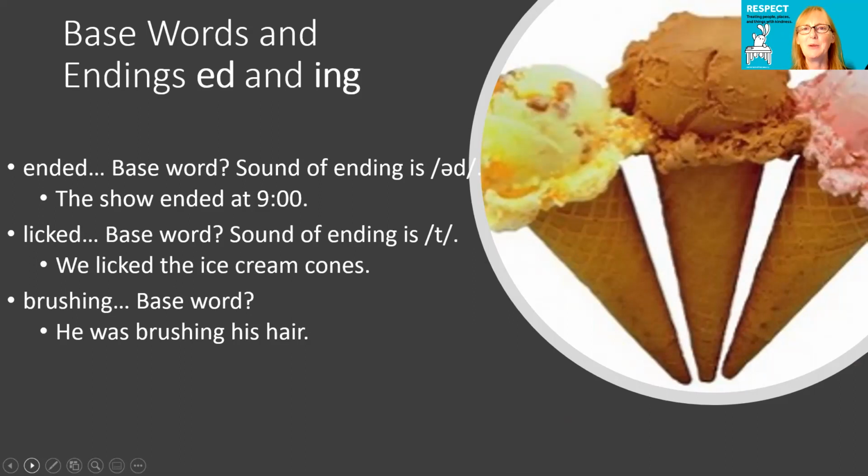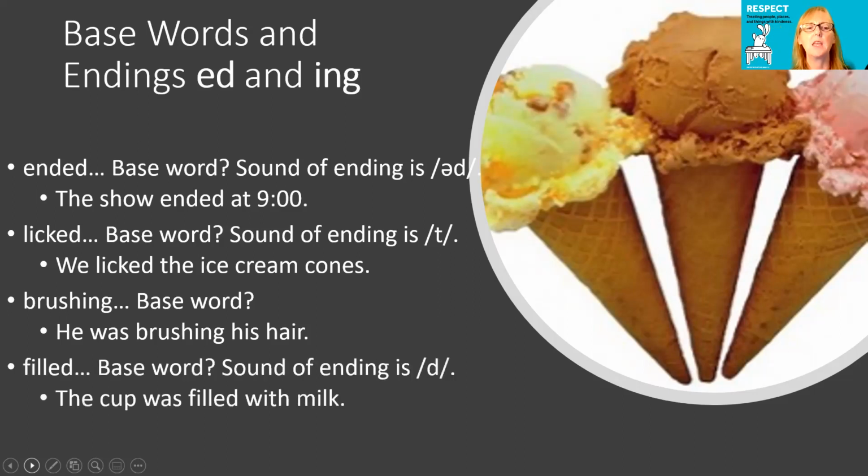Brushing, what's the base word? Brush. We have a consonant blend at the beginning, br, and then short U sound in the middle. The cat is under the chair. That's a short U sound. Sh is the consonant digraph, s-h, two consonants making one sound. And then, of course, we're going to add the ing sound, ing. He was brushing his hair.